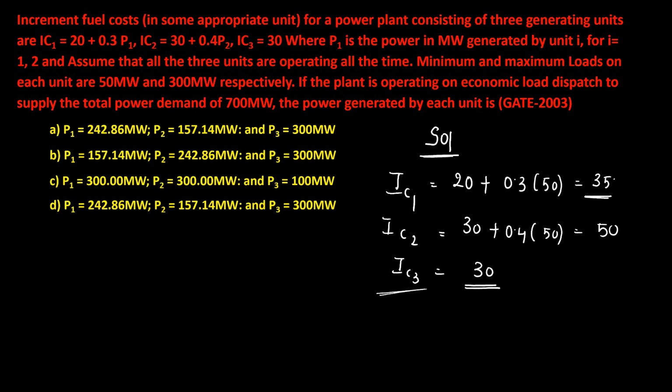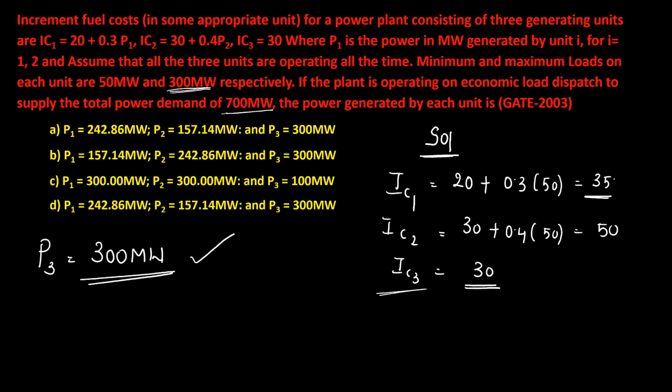So for the minimum generations, the incremental cost of the third unit is less. So we have to fully load the third unit. First you fully load the third unit. What is the highest loading that we can provide for any generator? It is 300 megawatt. So you fix P3 at 300 megawatt because it is having the least incremental cost even for the minimum generation, and it is fixed. So you fully load the third generator. The remaining load of 400 megawatt you share according to equal incremental costs among the first and second generator.